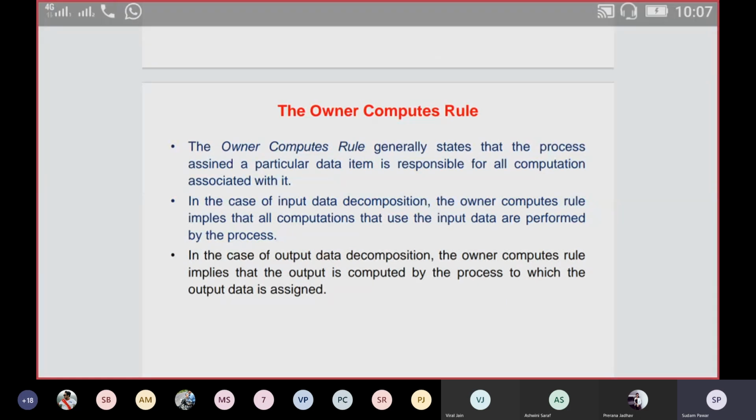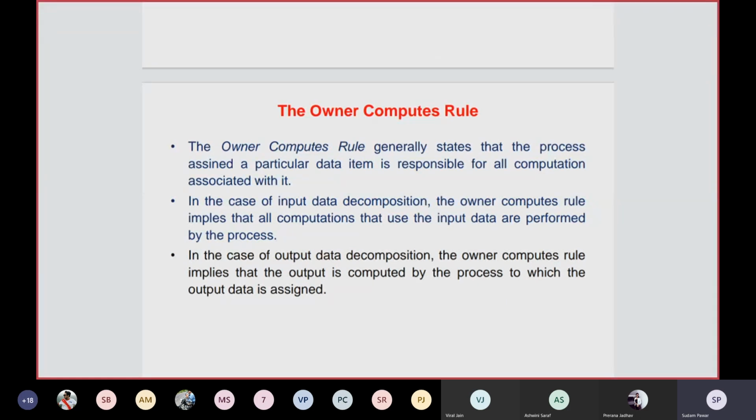Sometimes it may be asked to state and explain the owner compute rule. In this case, you have to state it as a general statement, and then you can explain it for input data and output data decomposition, and how this rule is applicable there.